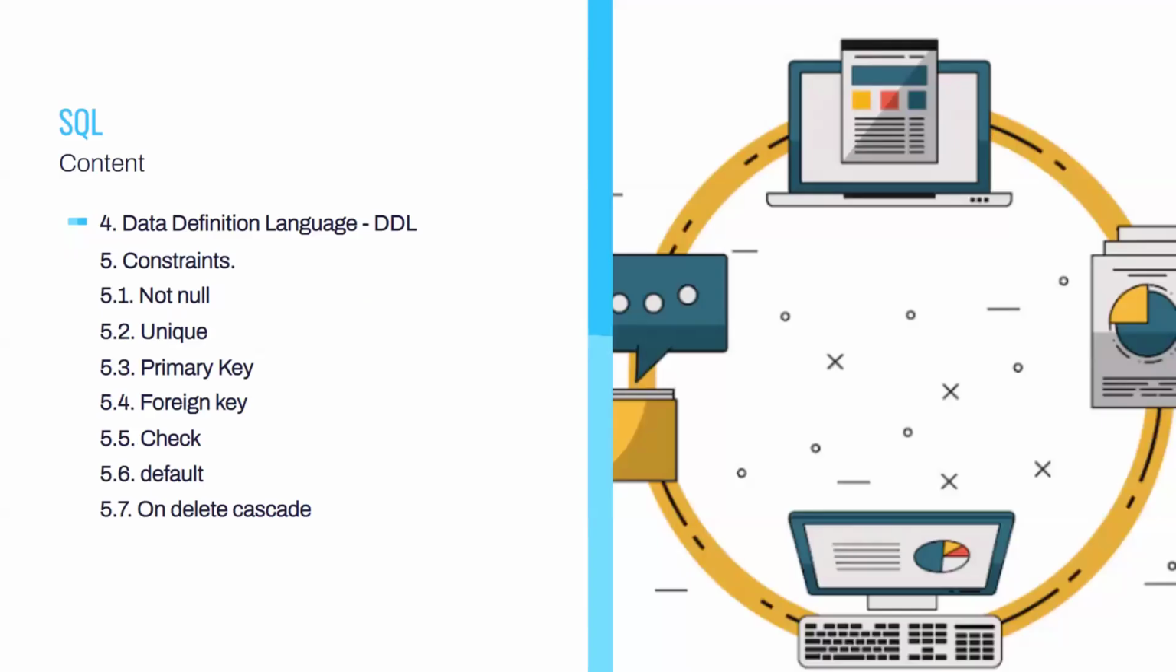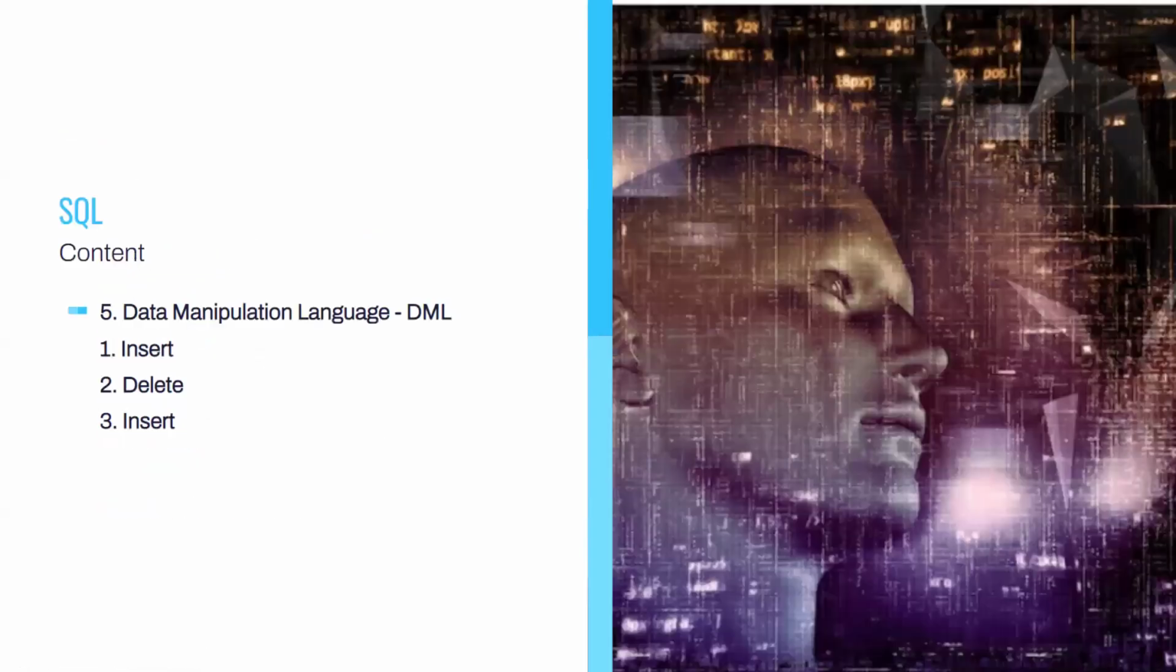After that, we will discuss some constraints. For example, once you create the object, what type of data you want to keep in that object and what type of data you don't want to allow. We will discuss all these concepts: not null constraint, unique, primary key, foreign key, check, default, and on delete cascade.